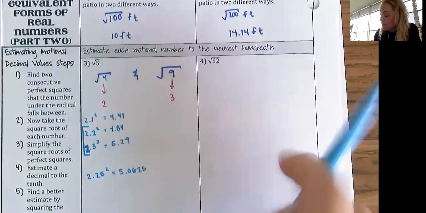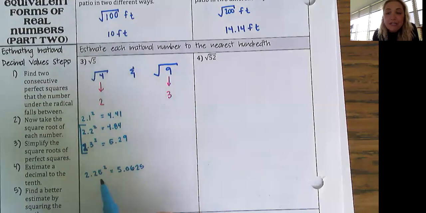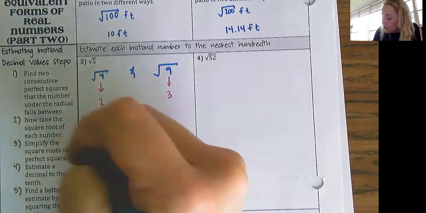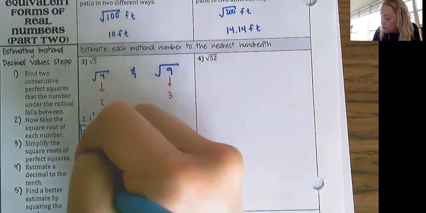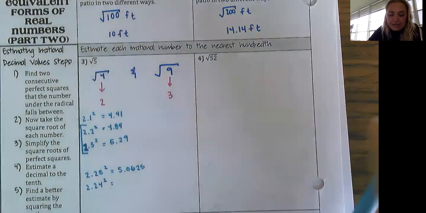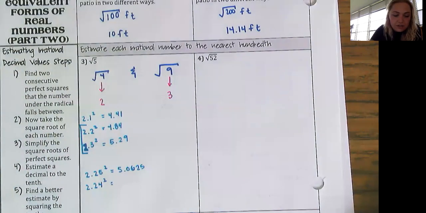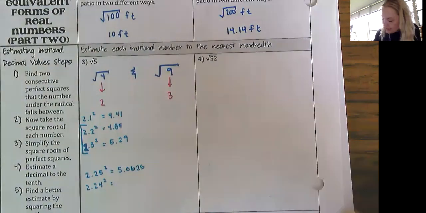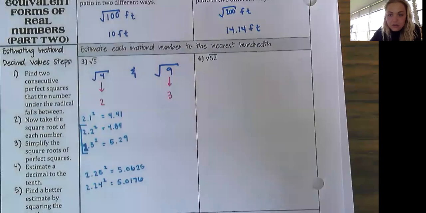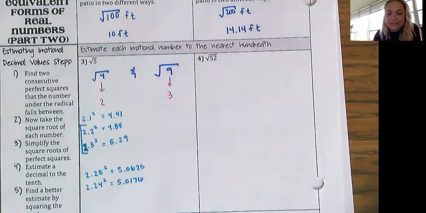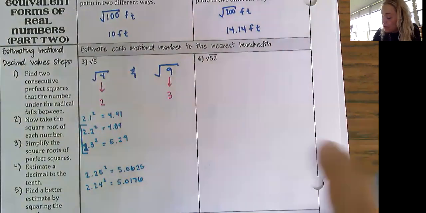Okay, that number is still too high. So 2.25 is too large of a number to be the square root of 5. So I'm going to go lower than 2.25. I'm going to go 2.24. Let me type that in. 2.24 squared, and I get 5.0176. Okay, still too high. So I have to go lower than 2.24.